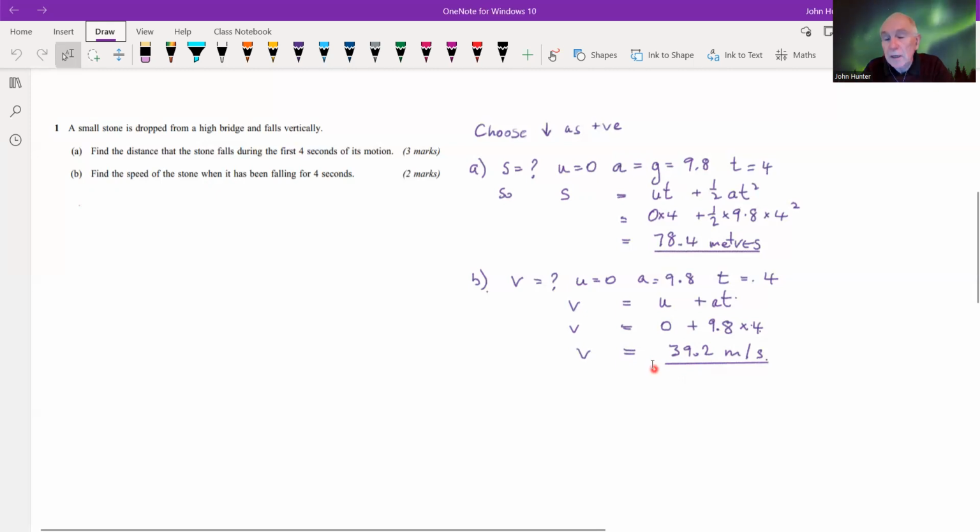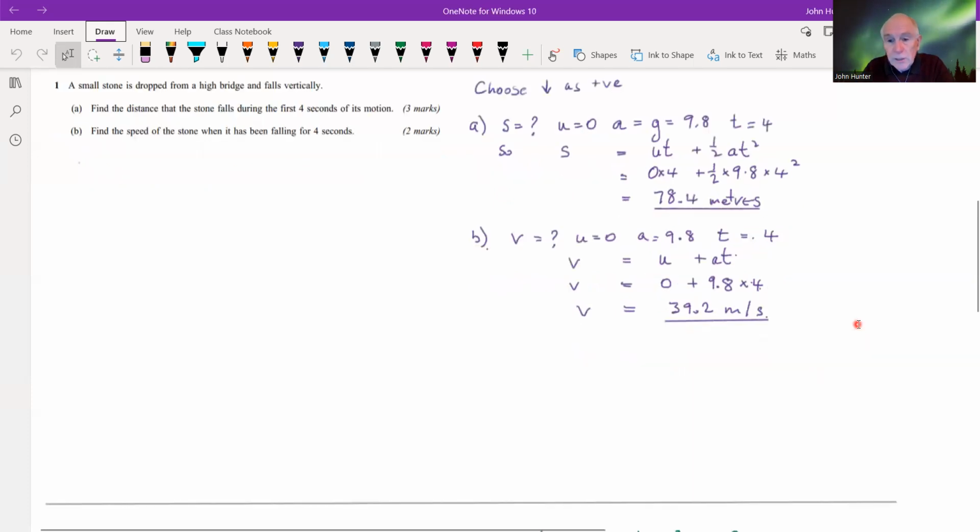That's the speed. And incidentally, what we've got is 39.2 meters per second downwards as the velocity. The speed is just a scalar, so it's just the size of the velocity, and the size of a velocity that is 39.2 in the downwards direction is just 39.2 meters per second. So that's the difference between speed and velocity. Right, so that's that one.